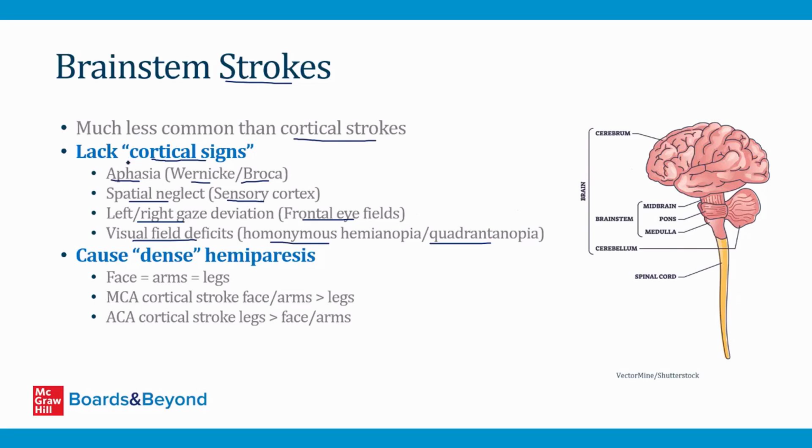But just be aware that in a question, if you see these things here, then they're describing a cortical and not a brainstem stroke. If none of these things are present, then they could be talking about a brainstem stroke.